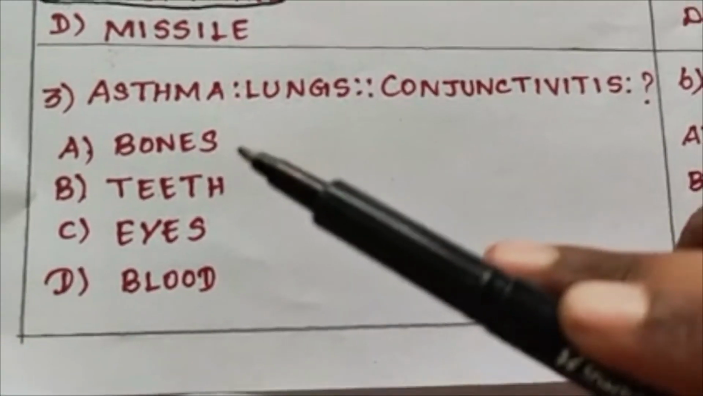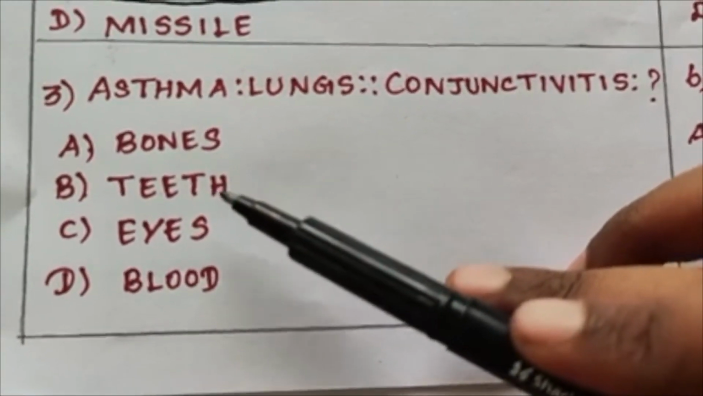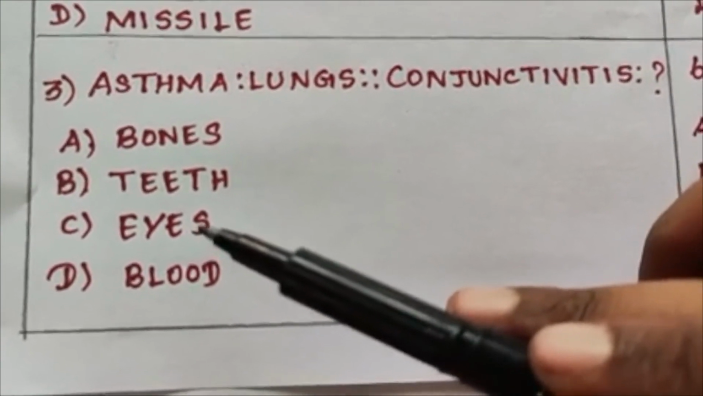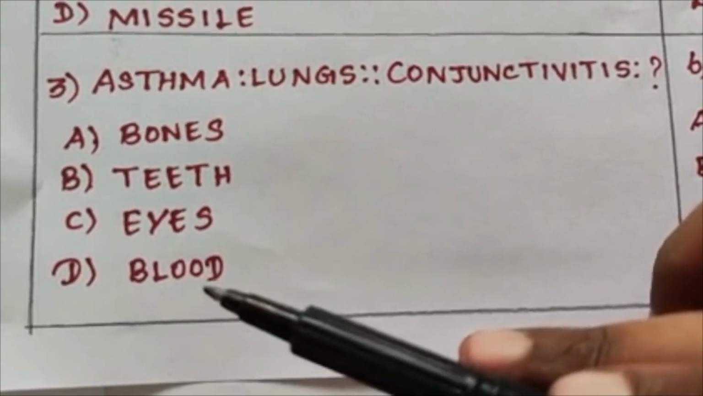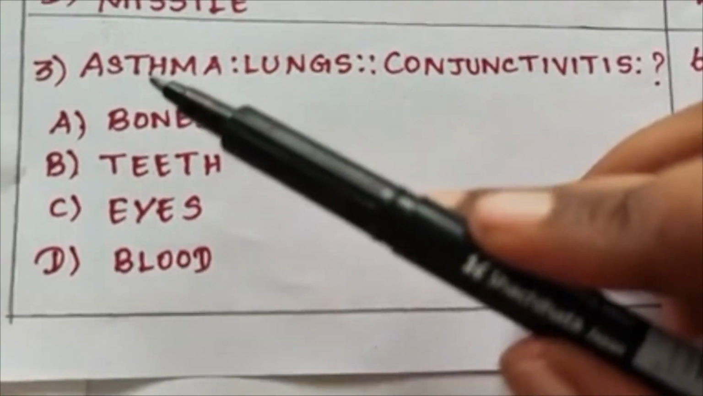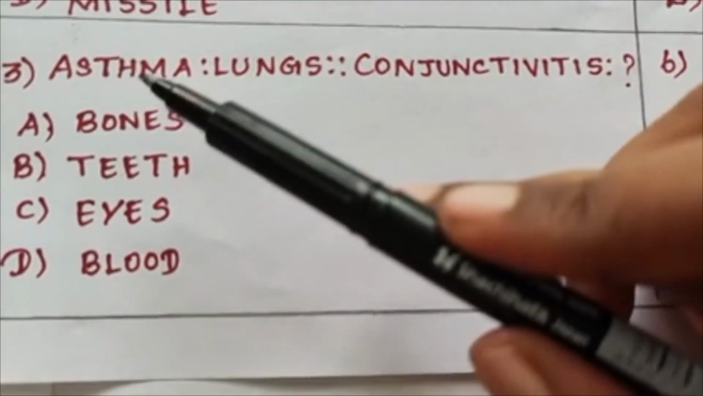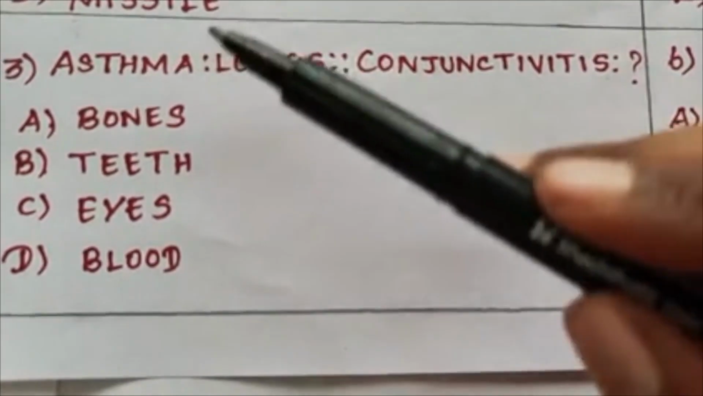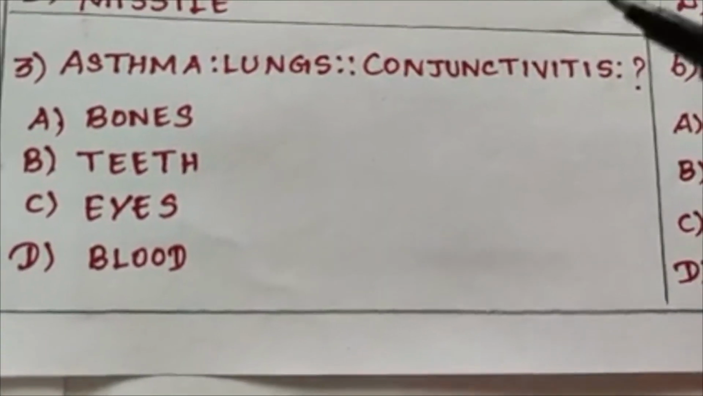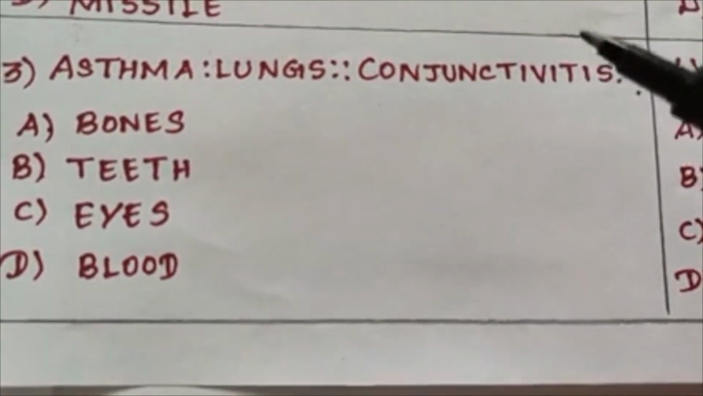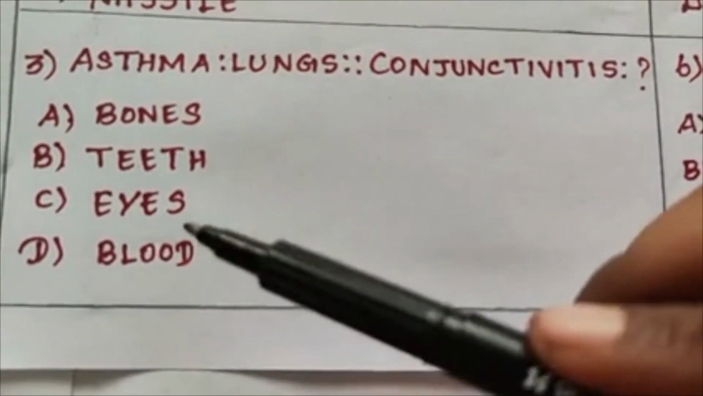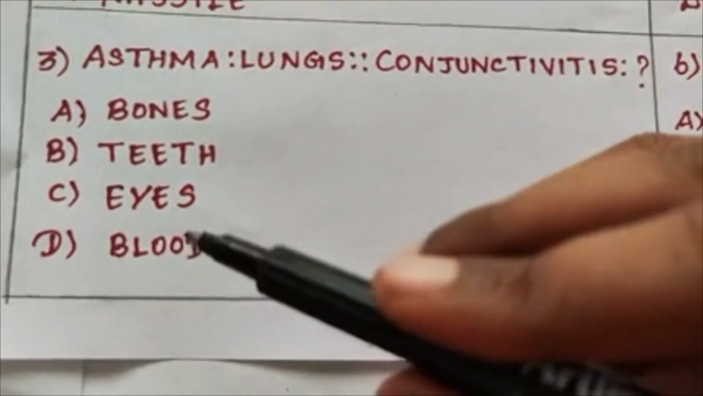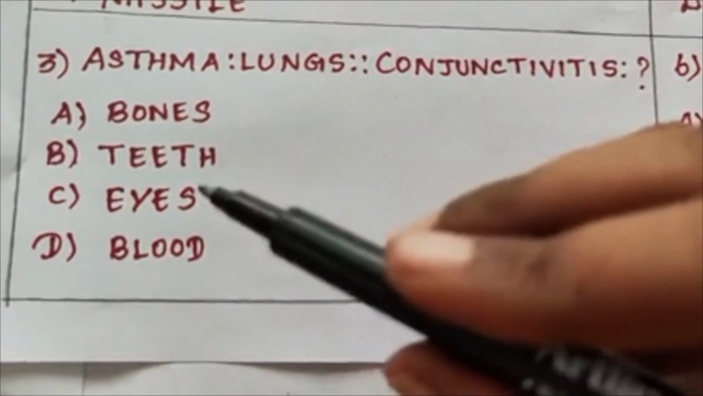Option A, bones. Option B, teeth. Option C, eyes. Option D, blood. So here, asthma is one kind of disease which is related to lungs. So asthma is a lungs related disease. In the same way, conjunctivitis is also a disease which is related to eyes. So the right answer is option C, eyes.